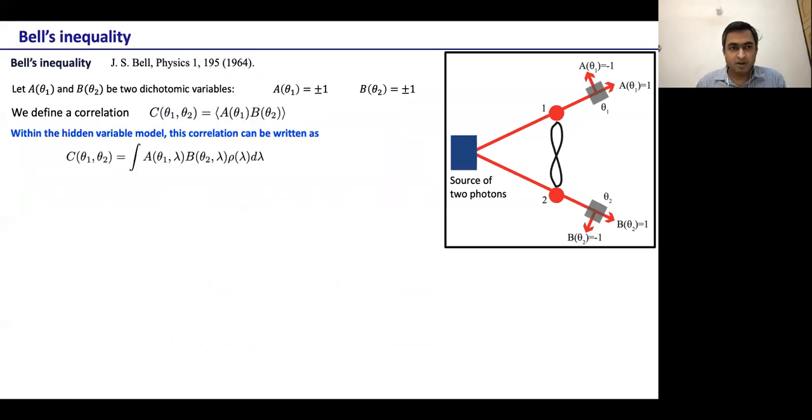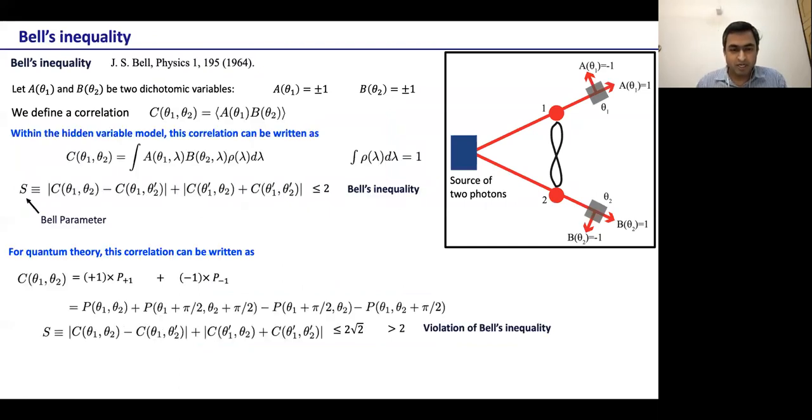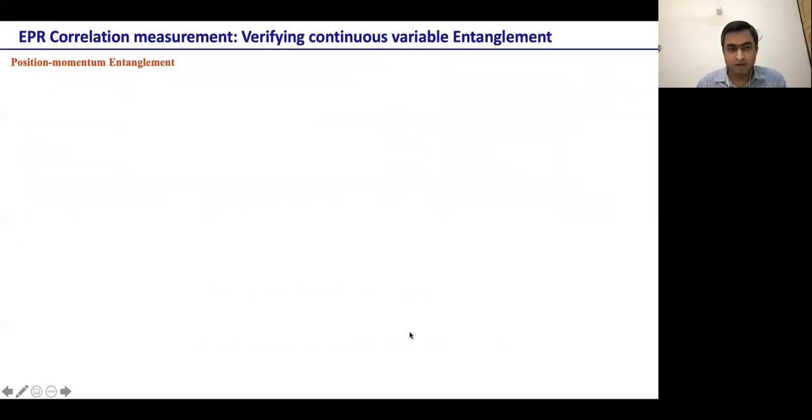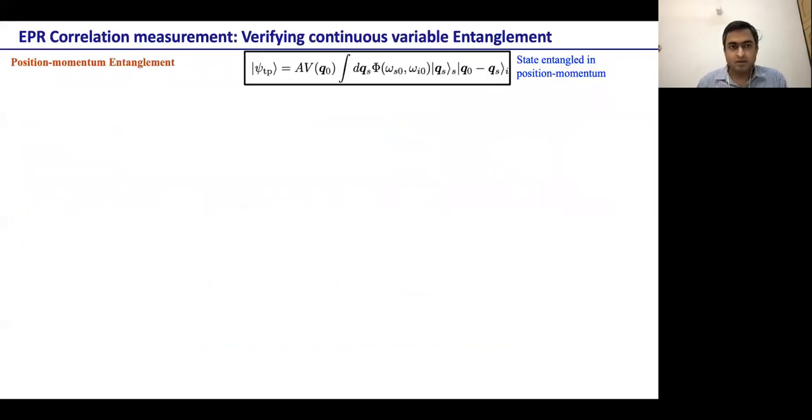Okay, so I will not go through Bell inequality. Everybody knows Bell inequality. It means you have some Bell parameter, and as long as that Bell parameter is greater than two, we say Bell inequalities have been violated. Okay, so let me just show you different experiments that have been done for verifying entanglement in continuous variable basis.